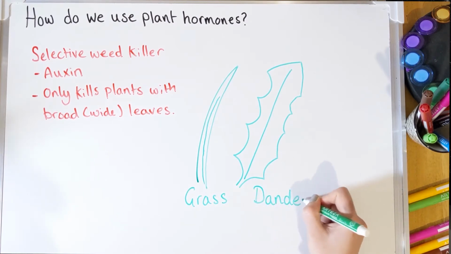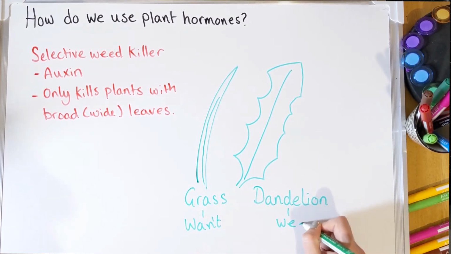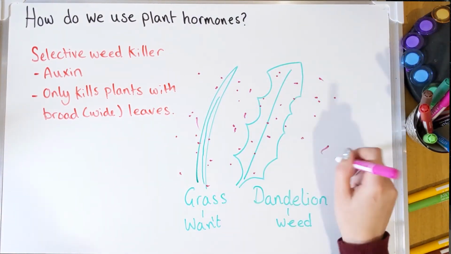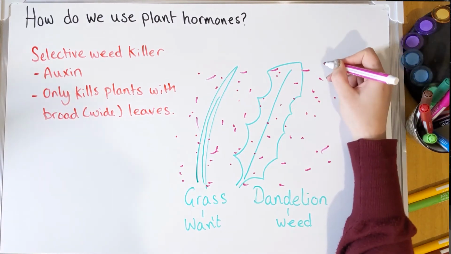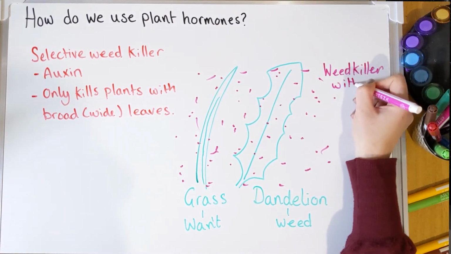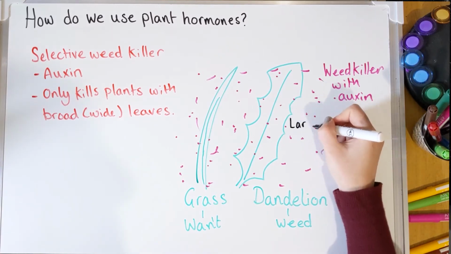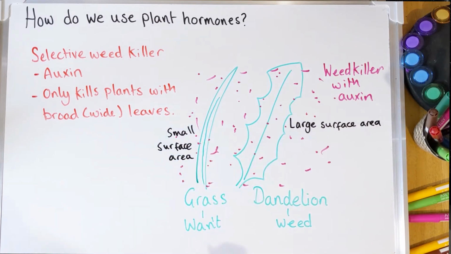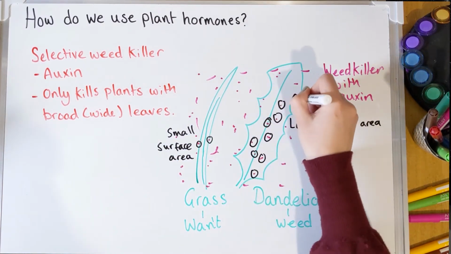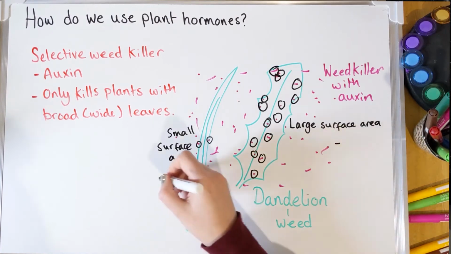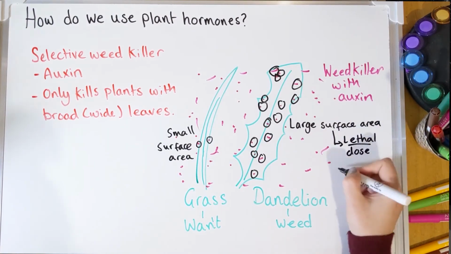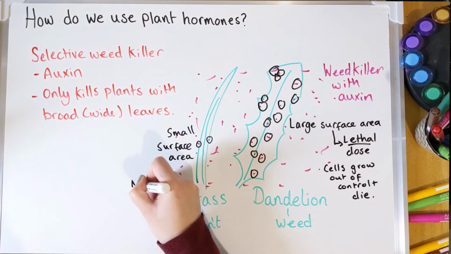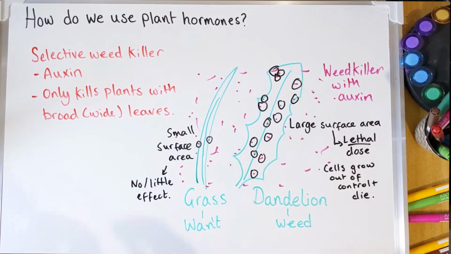So what happens if you spray selective weed killer that contains auxin, because the grass has a small surface area for each leaf, they're long and thin, and dandelions have very large, wide leaves. When the weed killer is sprayed, the larger leaves get a larger dose, represented by the pink dots. So any plants with large broad leaves get a lethal dose of this weed killer, so their cells grow out of control or they die. But the grass is unaffected. So that means you can spray your whole lawn and it will only kill plants that you don't want. So it's a bit more cost effective, especially if you're, say, a groundskeeper or you work with lots of astroturf and you do not want any weeds.